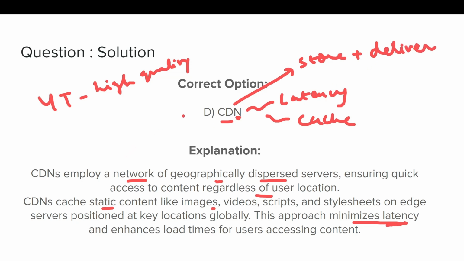How does it cache the content at the edge locations? There are certain edge locations or edge servers at some key locations, like in India, probably in Mumbai, probably in Delhi. We are not sure. So it will try to keep the content in those locations from where it is easy to access.